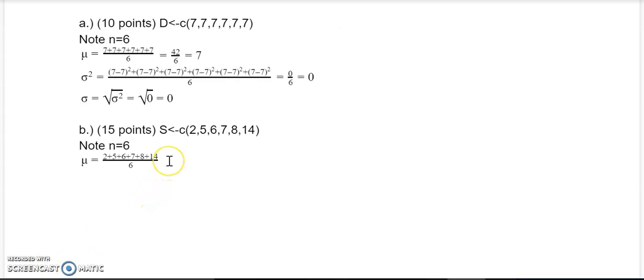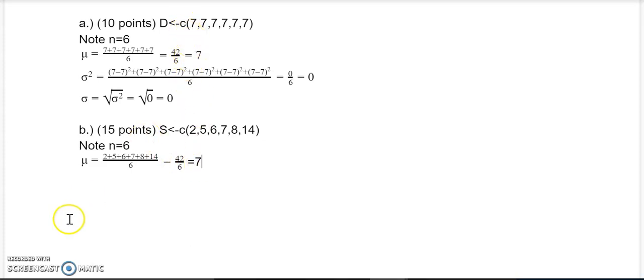So you can check on your calculator. If you go 14 plus 8, that's 22, plus 7, 29, plus 6, 35, plus 5, 40, plus 2, 42. So this ends up being 42 over 6. And that's also equal to 7. So you can see this has the same mean as the vector in part A.